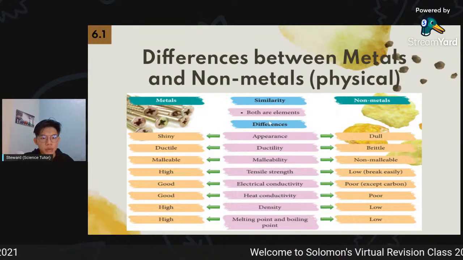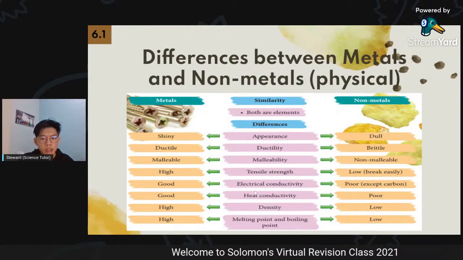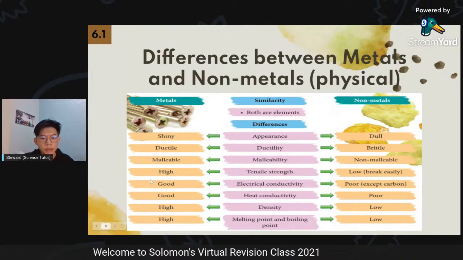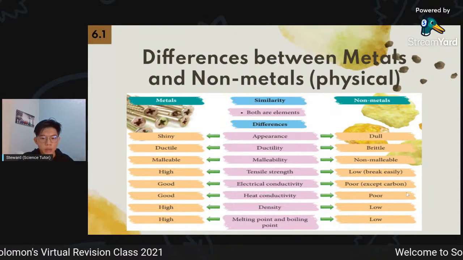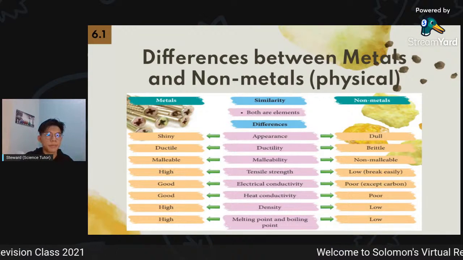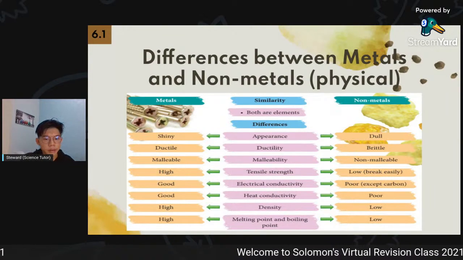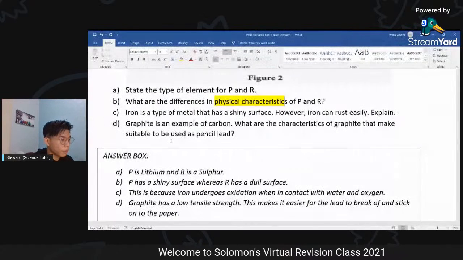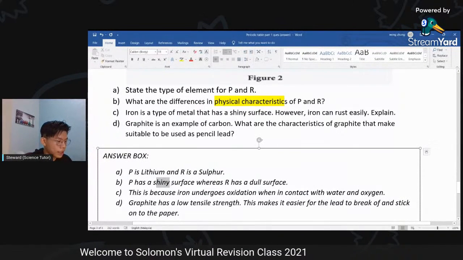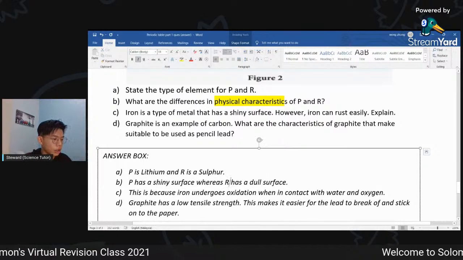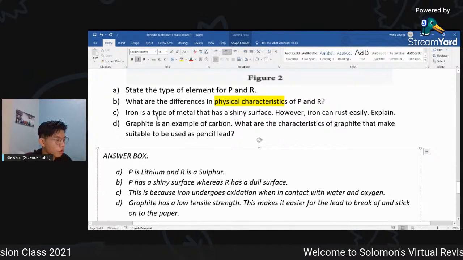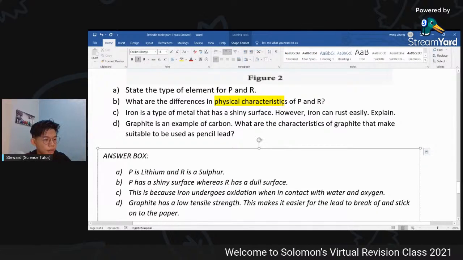Lepas tu kita boleh cakap juga yang apa? Electrical conductivity juga senang sebab ini good, ini poor. Heat conductivity sama, ini good, ini poor. Okay, so kita proceed. Okay, kita tengok. P has a shiny surface, whereas R has a dull surface sebab ni non-metal. R ni non-metal. Okay. So iron is a type of metal that has shiny surface.